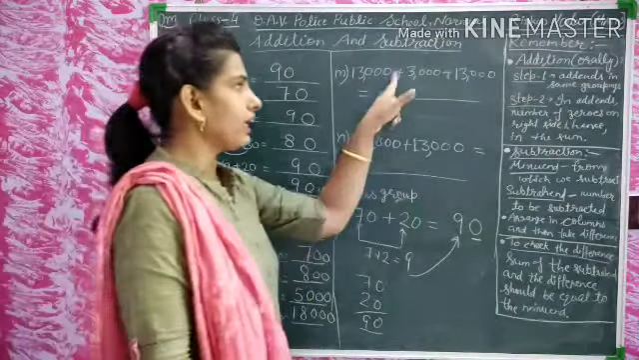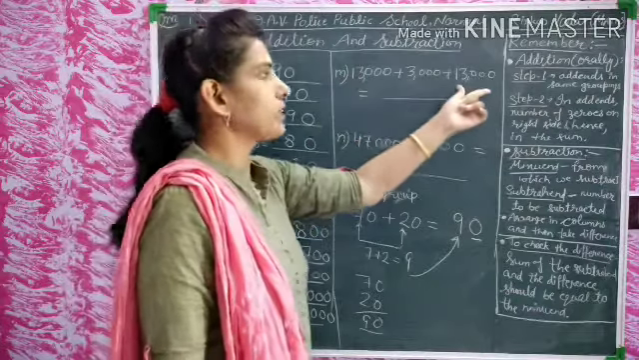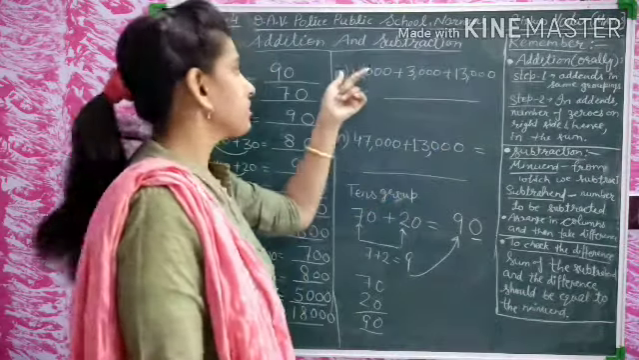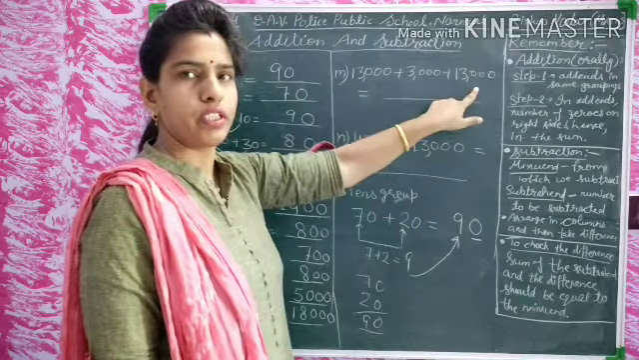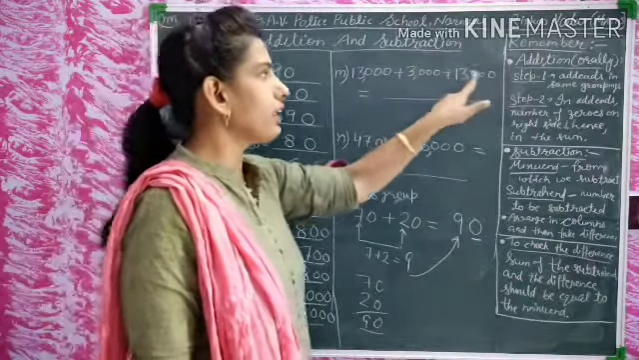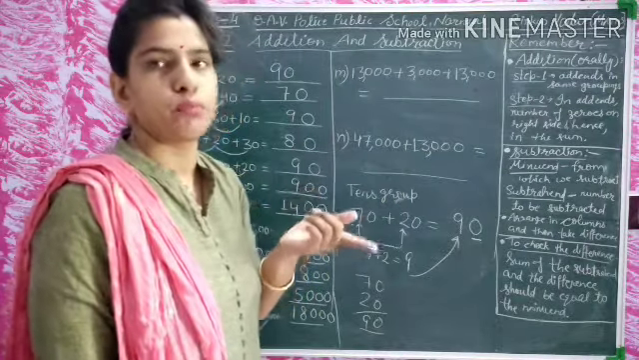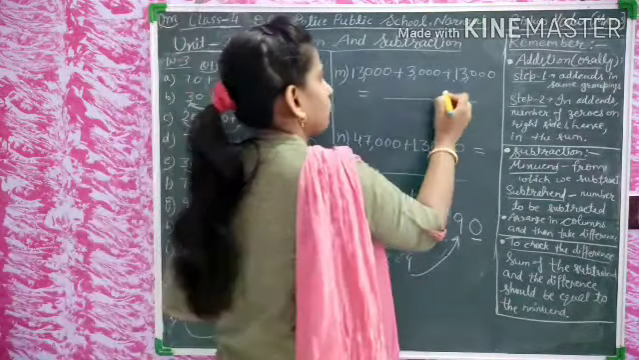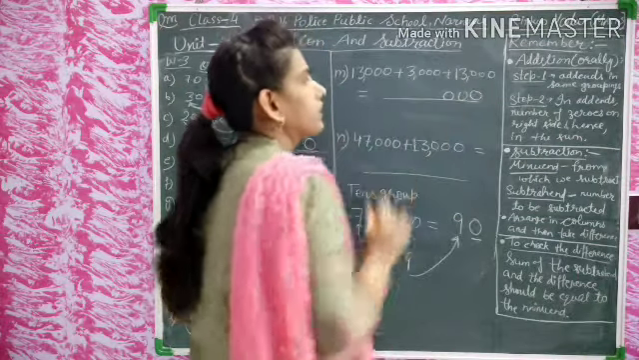Now we will add these numbers, that is 30,000, 3,000, 13,000. This becomes 13 plus 3. These are also in the thousands grouping. So there are 3 zeros on the right side, so in the sum we will put the 3 zeros on the right side. Is it clear, students?